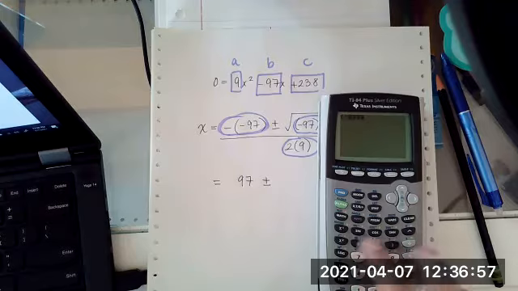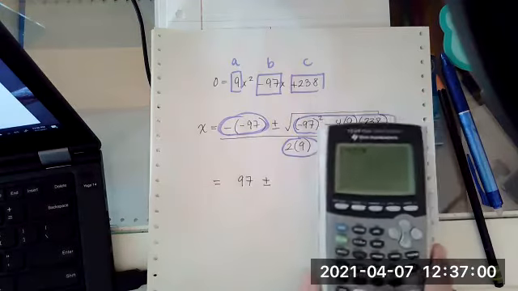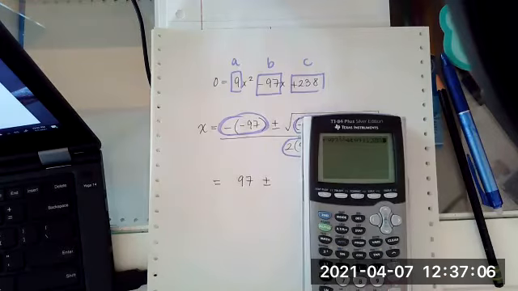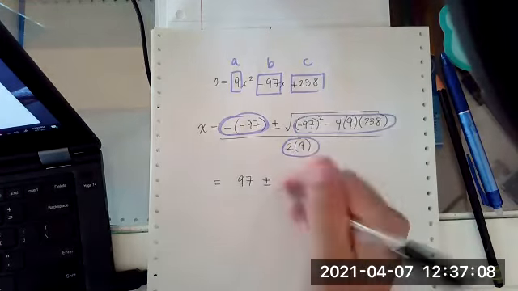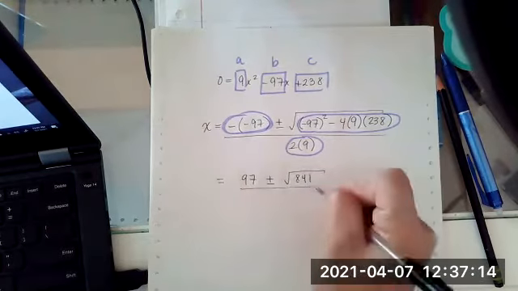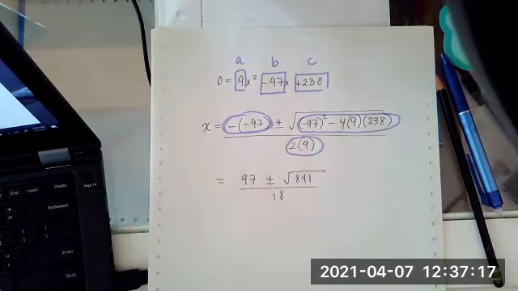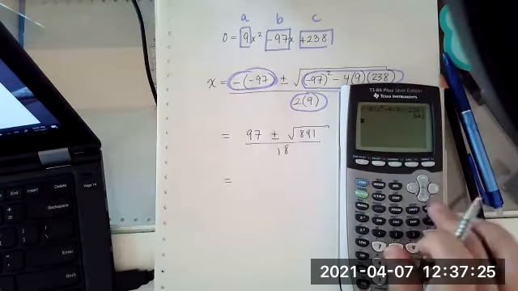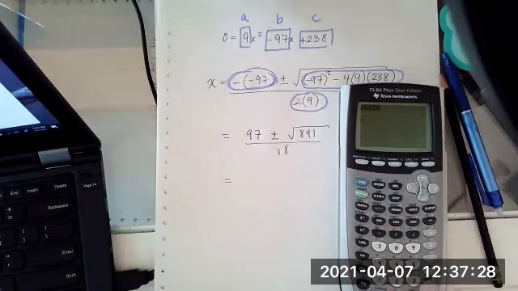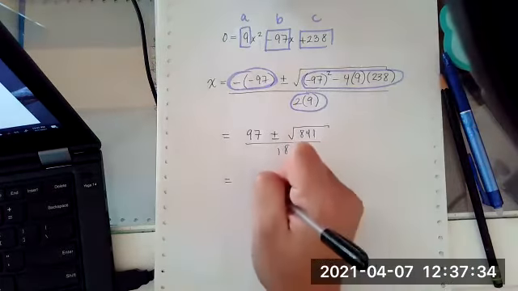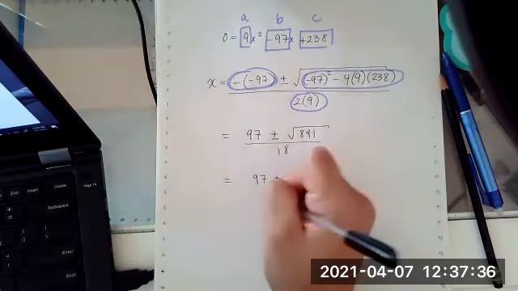That's negative 97 squared. Remember to put it in parentheses. Minus 4 times 9 times 238, which is 841. So we have the square root, because I haven't used the square root yet, of 841 all over 18. And then we'll see if this is a perfect square. I should be able to take the square root of 841 just to simplify that further. And it turns out that it's just 29. So really this is 97 plus or minus 29 over 18.